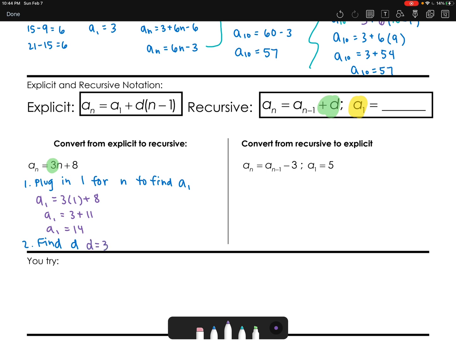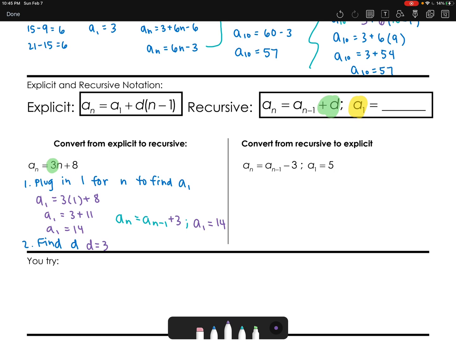And so now that we have everything, we can write our recursive form as a sub n equals a sub n minus 1 plus 3. And then you use this little semicolon here and say a sub 1 equals 14. That's it. That's how you write something in recursive form.